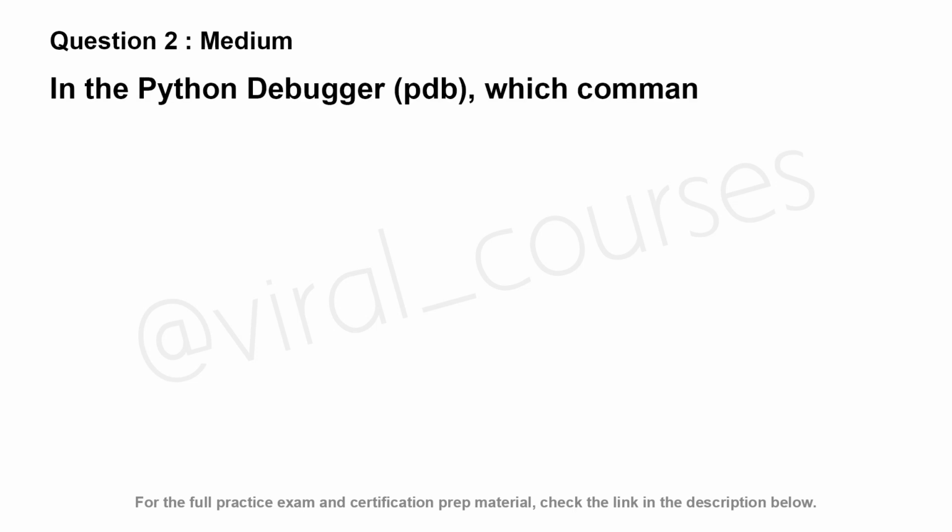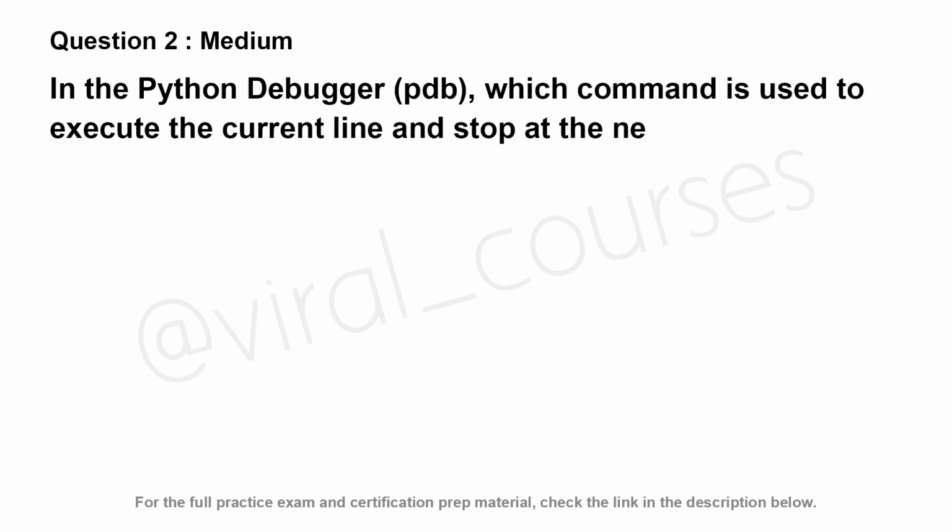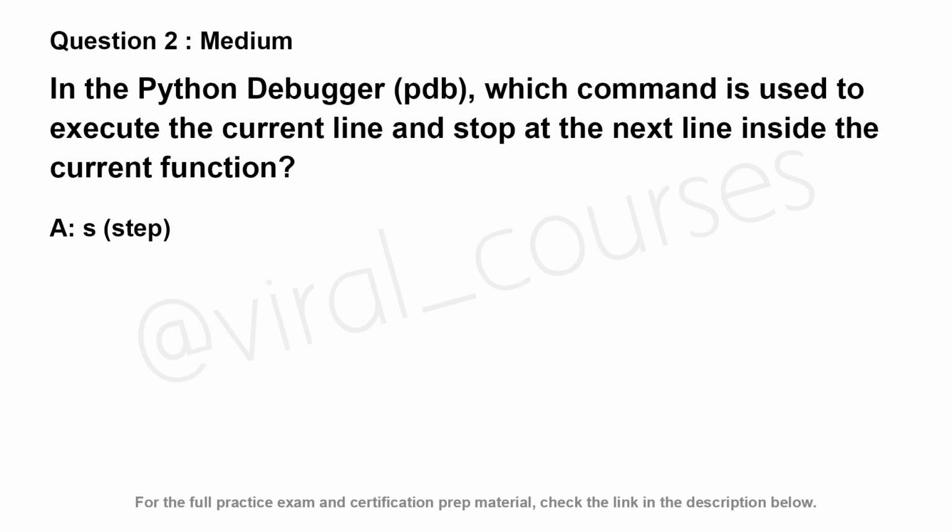In the Python debugger, PDB, which command is used to execute the current line and stop at the next line inside the current function? Option A, s, step. Option B, n, next. Option C, c, continue. Option D, u, up.